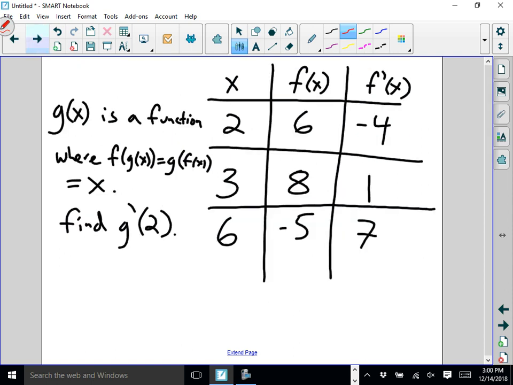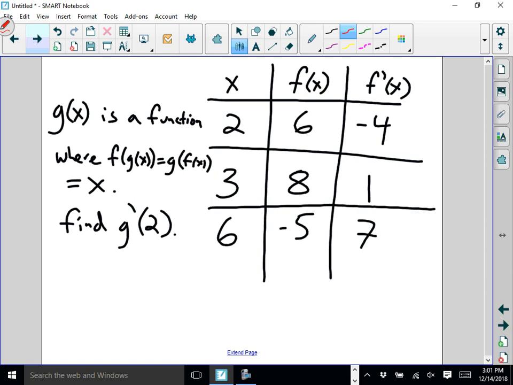So here I have a table of values. Notice I have 3 different x values. x is 2, 3, and 6. And then I know the corresponding f(x) values of 6, 8, and -5 with f'(x) values of -4, 1, and 7.